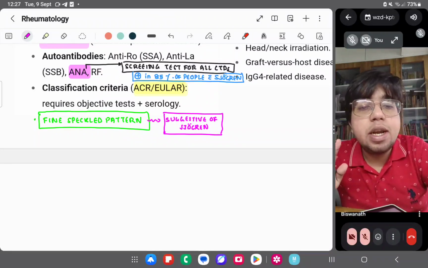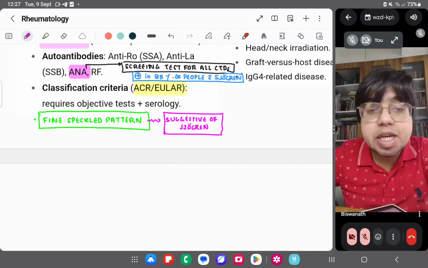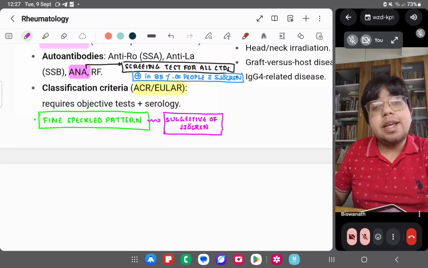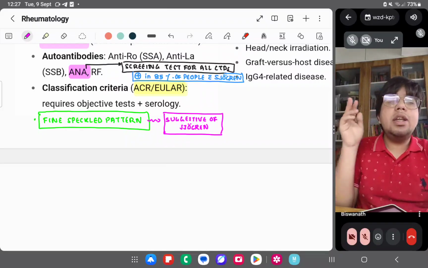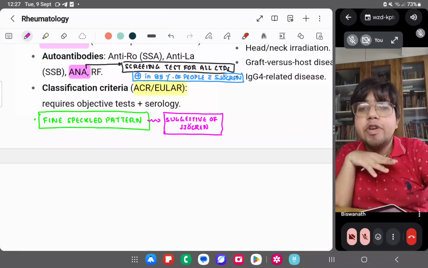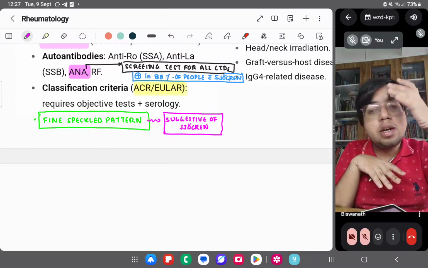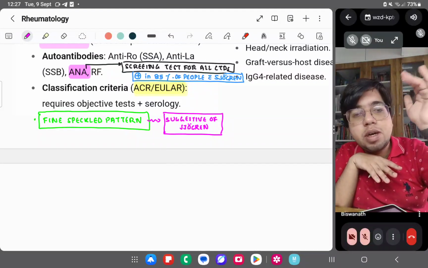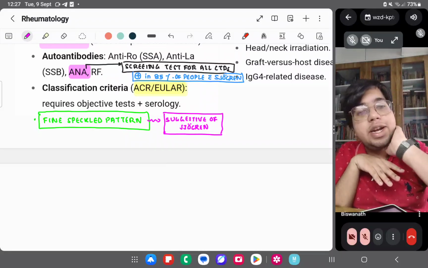Okay, this is done. But if you get a coarse pattern, then it has other implications. If you get a dense fine pattern, then other implications. If you get a dense fine pattern in this condition, then all the CTDs are ruled out. So we don't have connectivity. You can investigate for other disorders. But in rheumatology, anything is possible. Okay, so it's a multi-system disease.